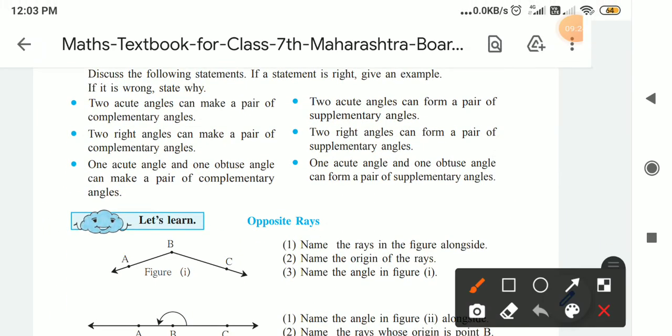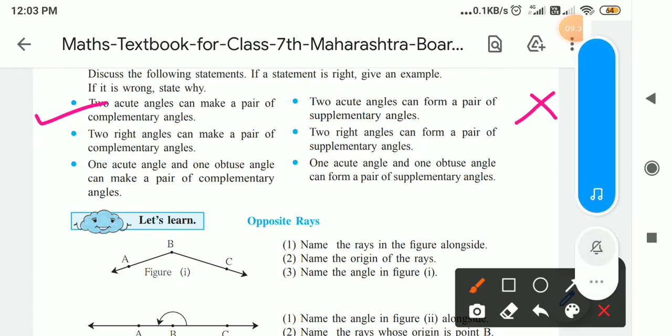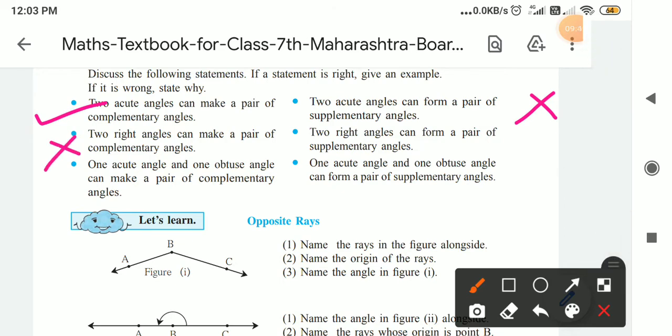So from this, what we understood is that two acute angles can make a pair of complementary angles. Yes. Can two acute angles form a pair of supplementary angles? No, they can't. Can two right angles make a pair of complementary angles? No. Two right angles can make a pair of supplementary angles. Yes. Can one acute angle and one obtuse angle make complementary angles? No. One acute angle and one obtuse angle form supplementary angles. Yes, it forms. Right. So that is the discussion about the statements given here.